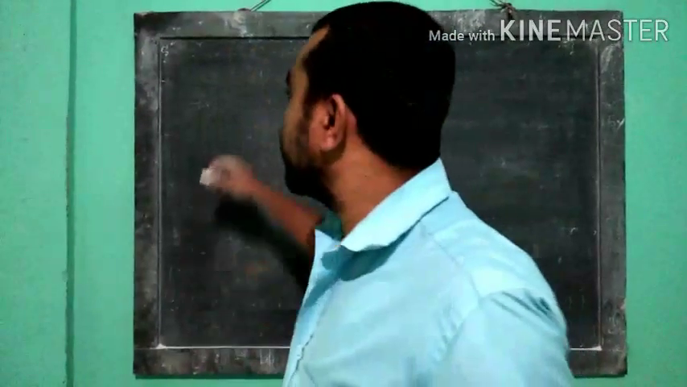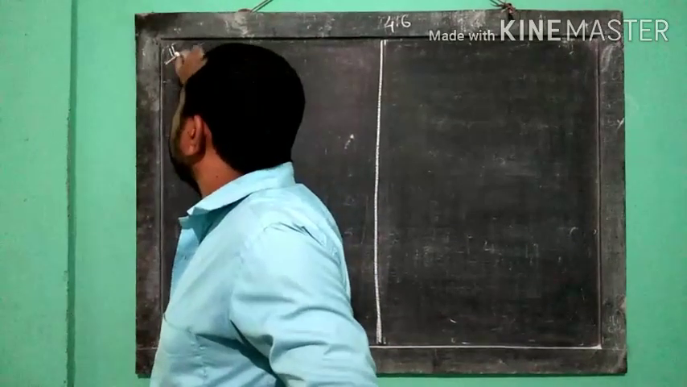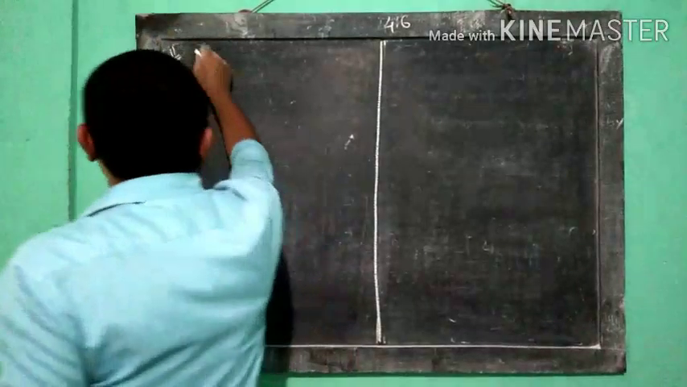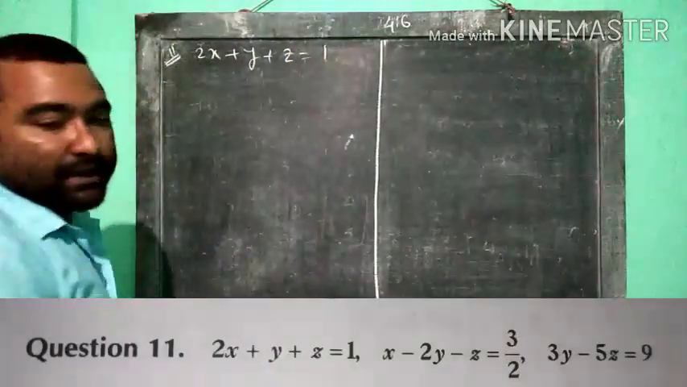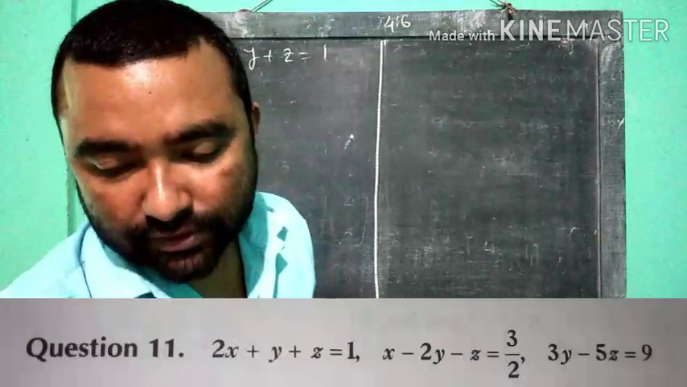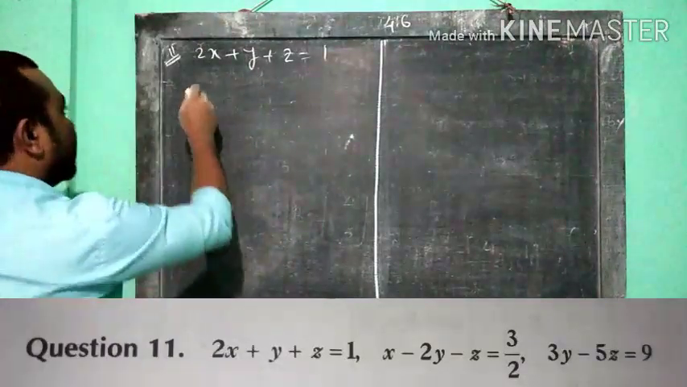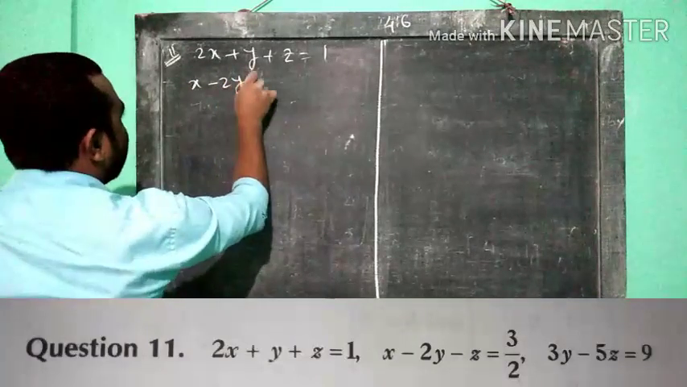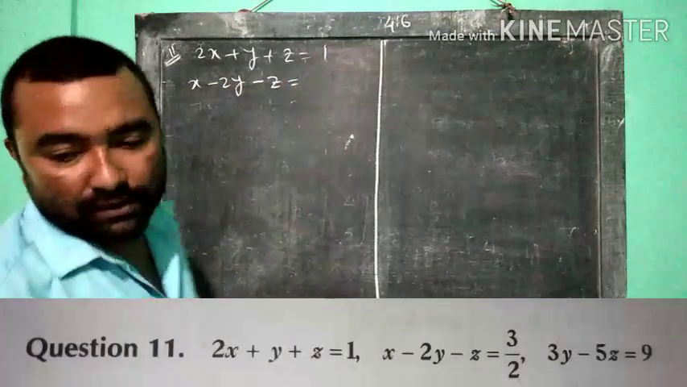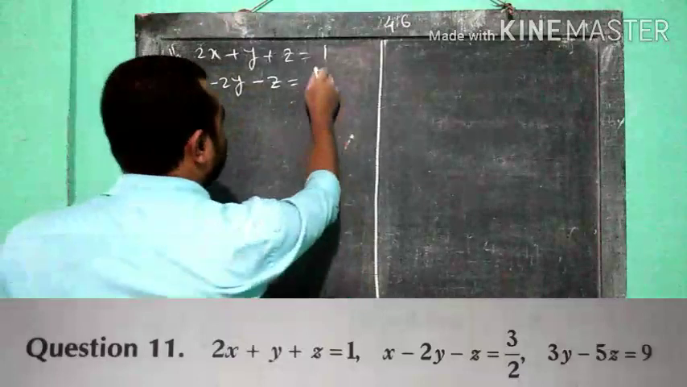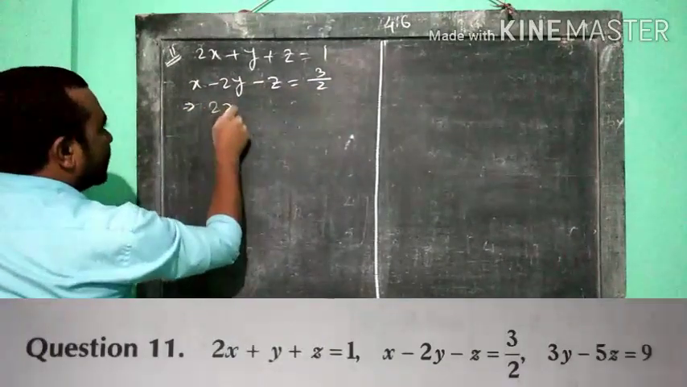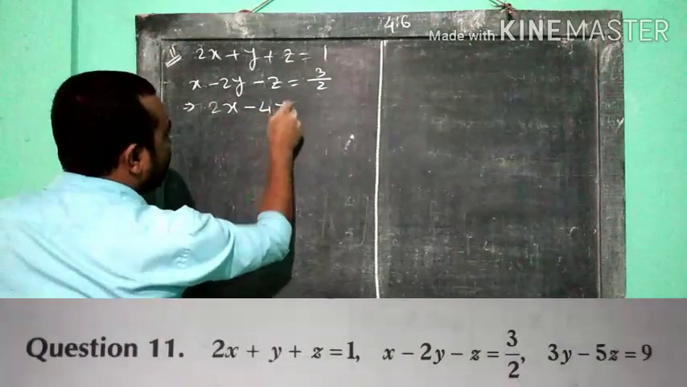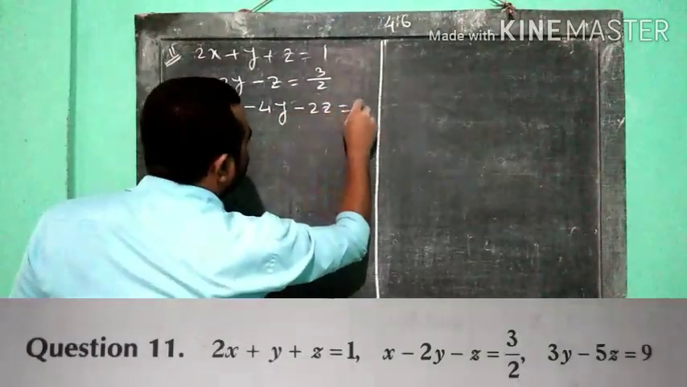So question number 11 is what? The given equations are, so first of all we write the equation 2x plus y plus z equal to 1. And the second equation is x minus 2y minus z equal to 3 by 2. This can be written as, if we multiply by 2, then 2x minus 4y minus 2z equal to 3.